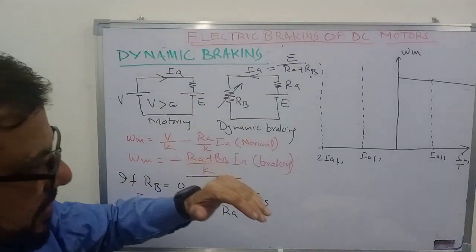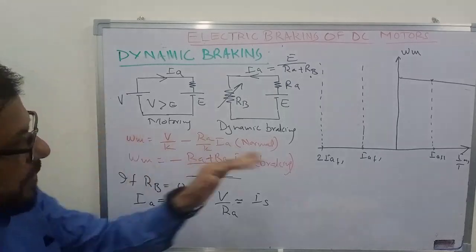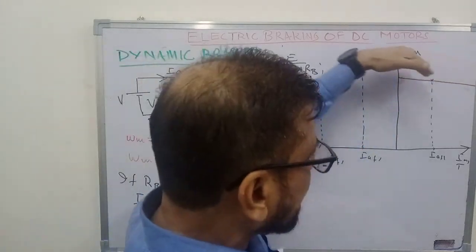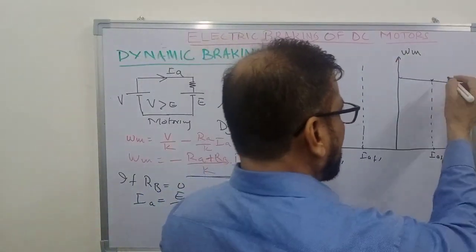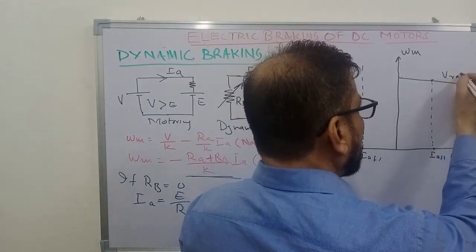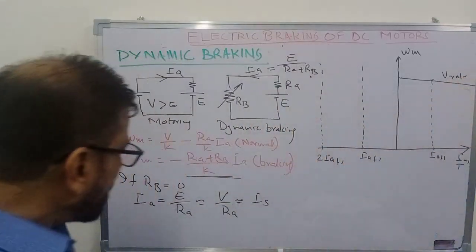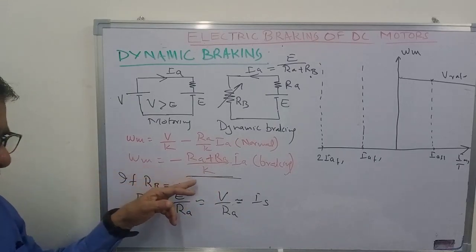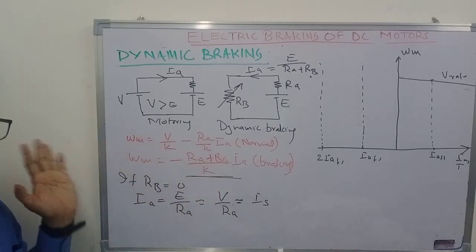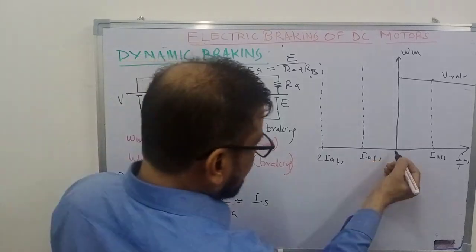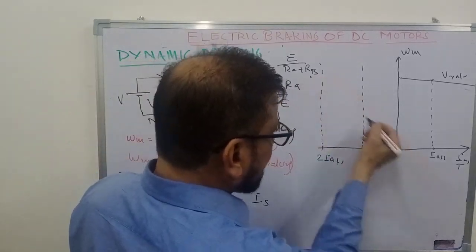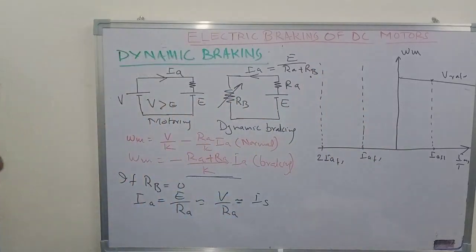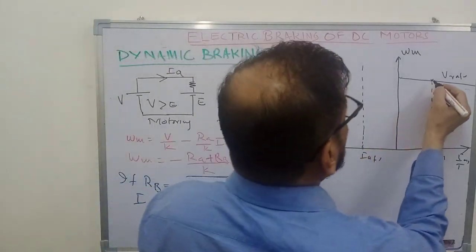So how will the characteristic change? This was the normal characteristic for rated voltage. Now here the voltage is 0, only resistance is there. So the equation is y equal to mx, with c equal to 0. This means that it will look somewhat like this, a negative slope.